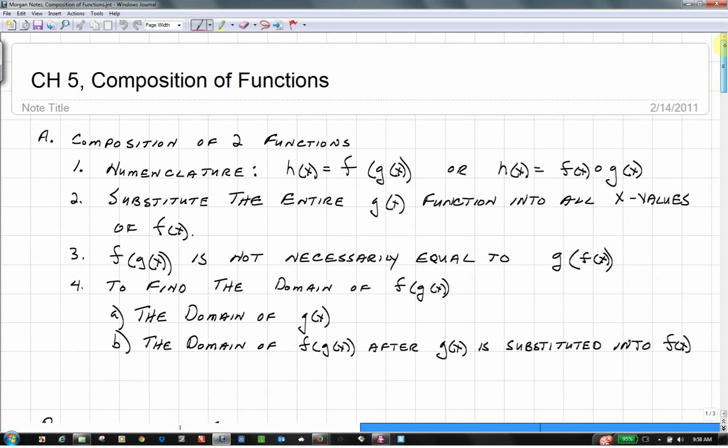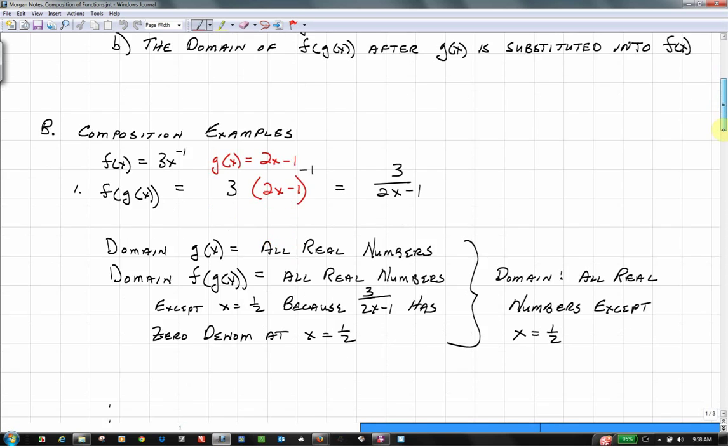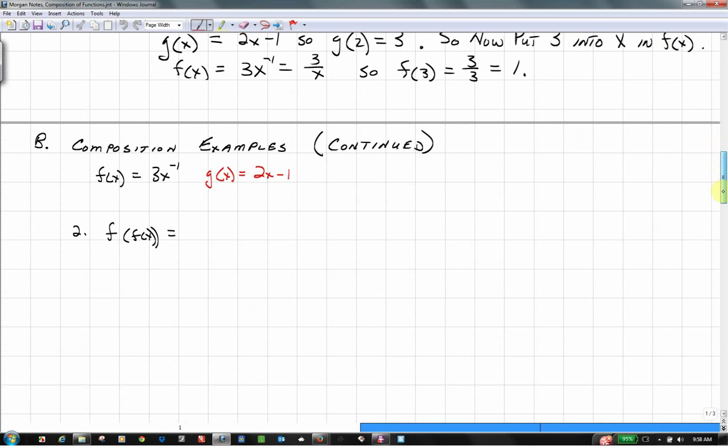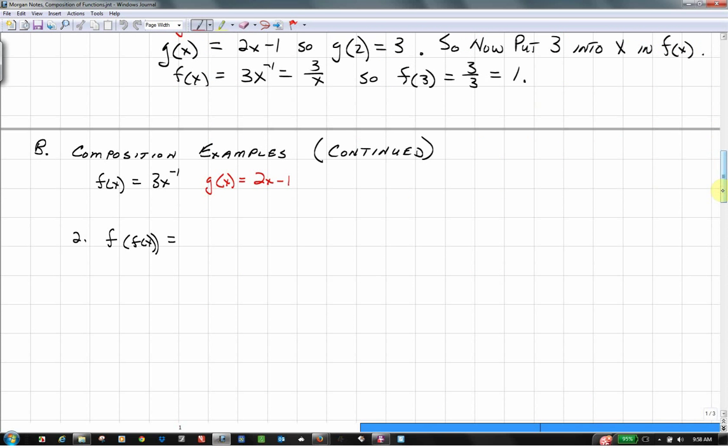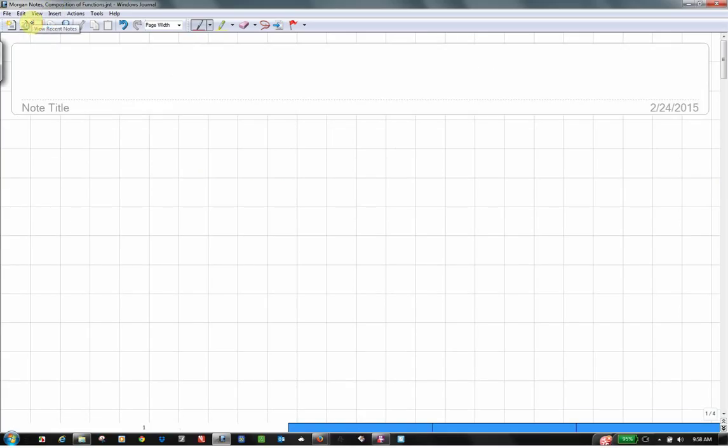Okay, today's lecture is on something called the composition of functions. Before we do that, I'm going to go ahead and describe it in my own words a little bit. So I'm going to insert a blank page. What composition of functions means is we're going to use the output of one function as the x value for the input of another function.